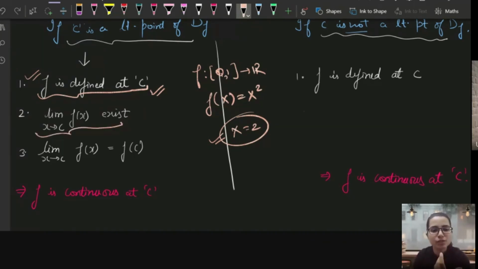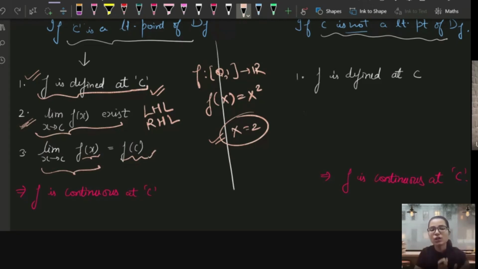Now you might be confused about whether this is the left-hand limit or the right-hand limit. Well, both. Whenever you can approach from the right-hand side and the left-hand side, both RHL and LHL should exist, and they should be equal. But when you can only approach from one side of that function, then you'll talk about only one-sided limit. So it depends on the context and the question. And the third part is that the limit as x tends to C of f of x is equal to f of C. Whatever limiting value you get at that point should be equal to the functional value.